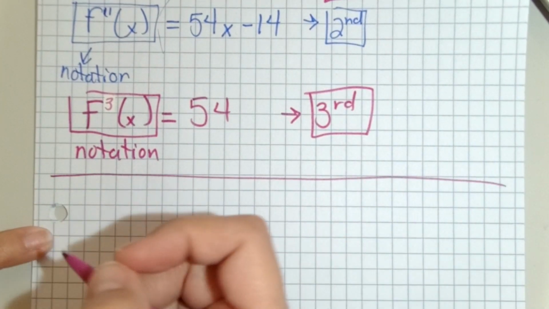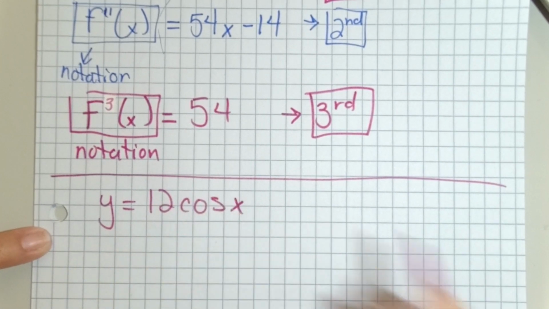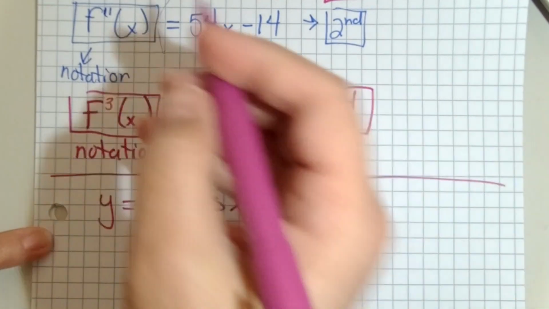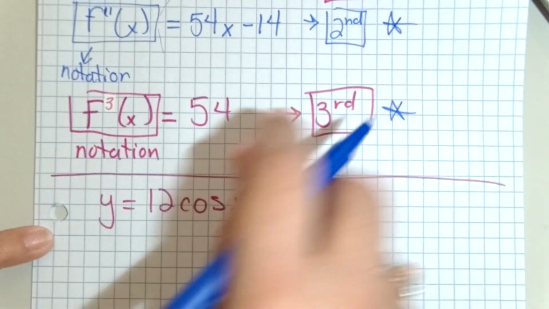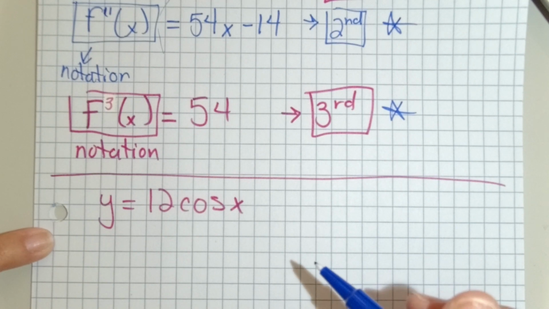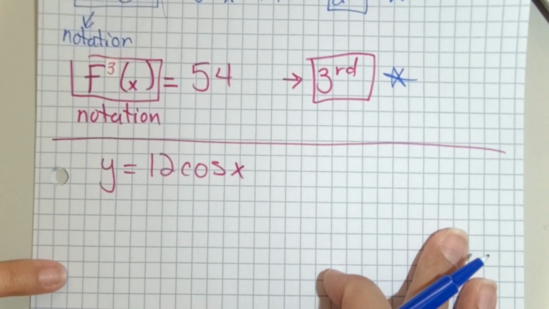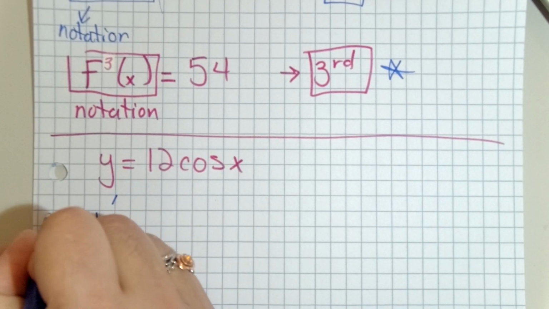Okay, let's look at example 2. We have y equals 12 cosine x. Wait, that's the answer? Yeah, oh, yeah, sorry. This is the final answer. This is the second derivative, and this is the third derivative. That's it. Okay. So we need to find the first derivative, which is y prime, or we can use dy dx.